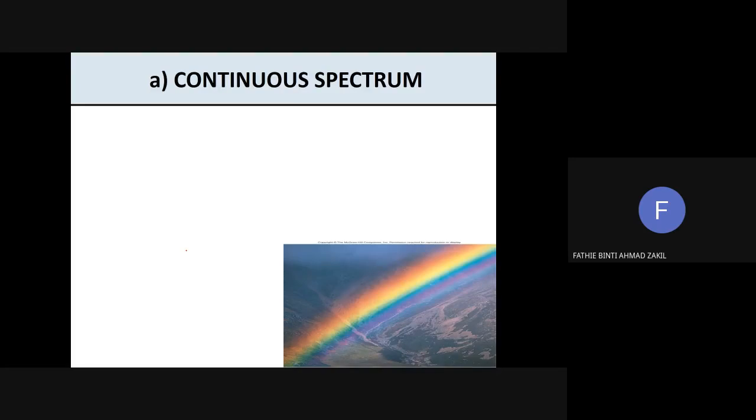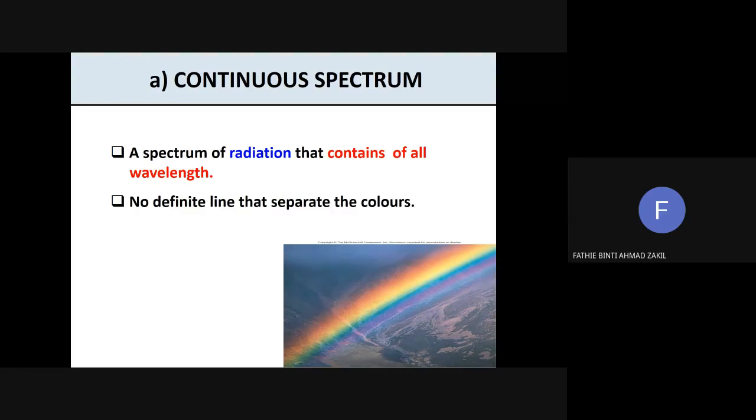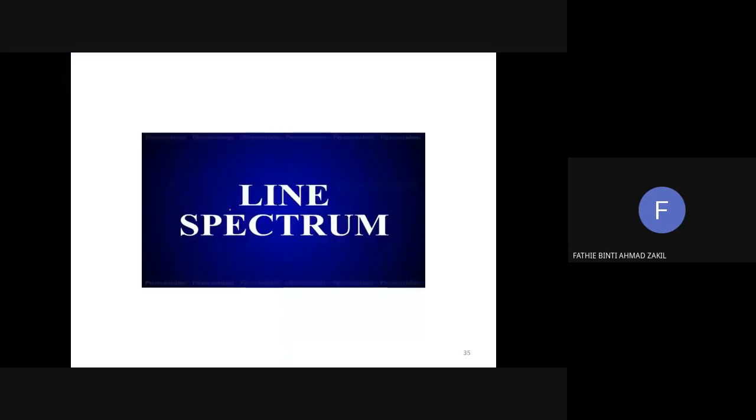Kita kena tahu sikit apa itu continuous spectrum. Continuous spectrum, a spectrum of radiation that contains all wavelength. Dia no finite line that spread the colours. Contohnya adalah rainbows. And ada lagi satu jenis spektrum adalah line spectrum.